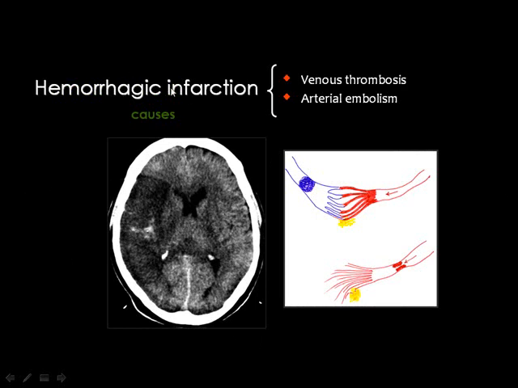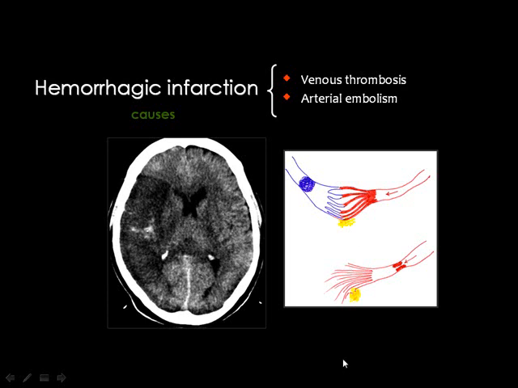There are two main causes for hemorrhagic infarction. The first one is venous occlusion. After the vein is occluded, the arterial blood is coming normally, then the capillary blood pressure will be raised, and some of the capillaries will rupture, resulting in hemorrhagic infarction.